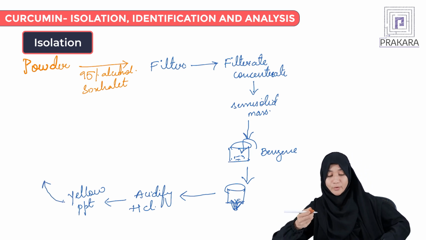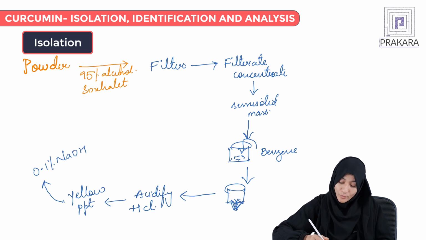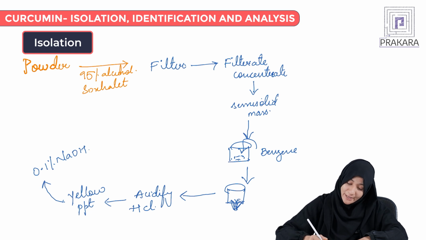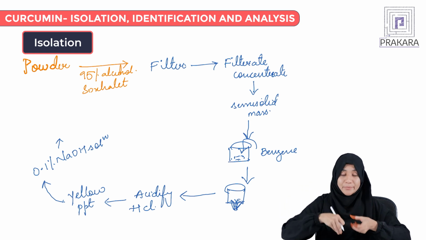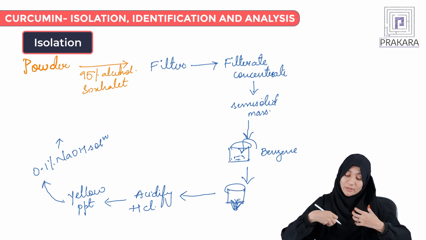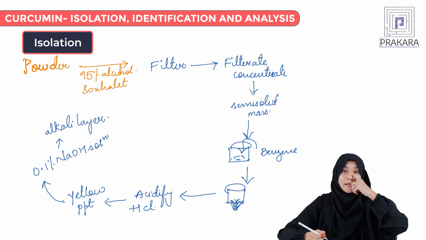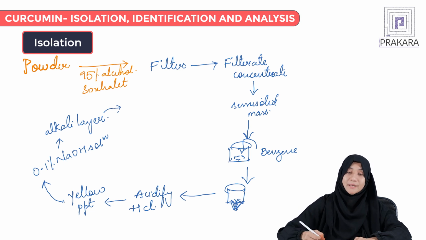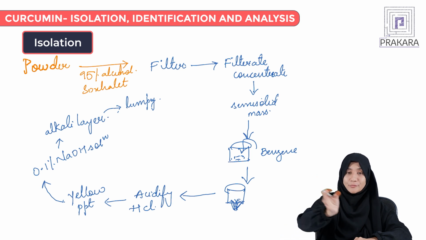Now to that you are going to add 0.1% NaOH, sodium hydroxide. After adding the sodium hydroxide solution, you add this in a separating funnel and shake it slowly. After shaking it slowly, you will see that the alkali layer gets separated out.